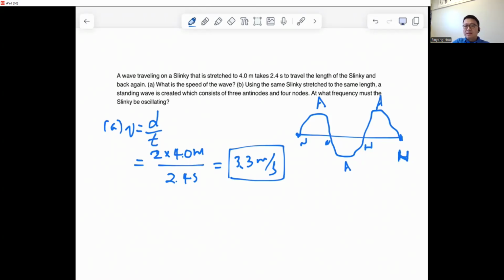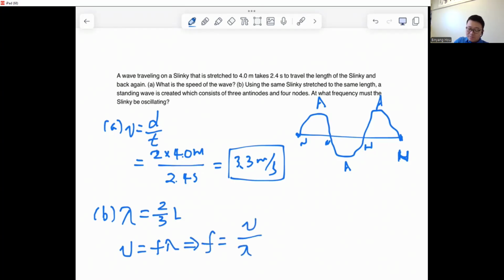In this case, we can see this is actually the third harmonic. If we go to the slides and move backward by one slide, you'll see that this is actually a third harmonic. So in this case, the wavelength should be 2/3 of the total length. The wavelength of this is 2/3 of the total length L. It's asking you for frequency, and we know that the speed of the wave should be equal to frequency times wavelength. So then frequency should be equal to the speed divided by lambda.